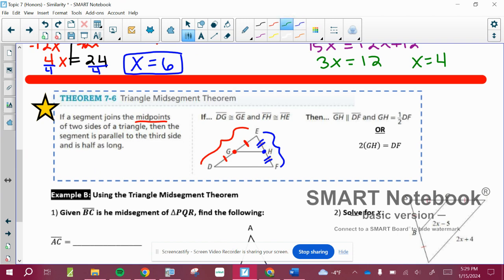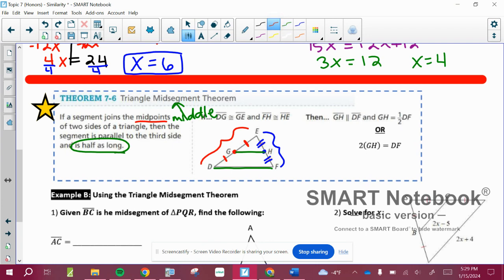Okay, so if this is true, then the segment that is parallel to the third side is half as long. So that means this side is twice as long as the mid segment. Remember, mid segment is probably in the middle, right? Makes sense. Okay, so there's two ways you can set up the formula.